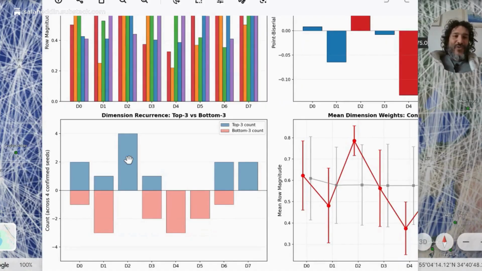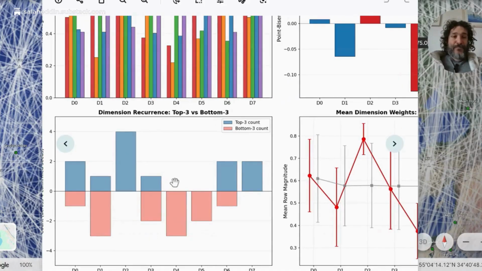Dimension 4 is in the bottom 3 for 3 out of 4. So this is the fingerprint. It is again dimension 2 strongest, dimension 4 weak.